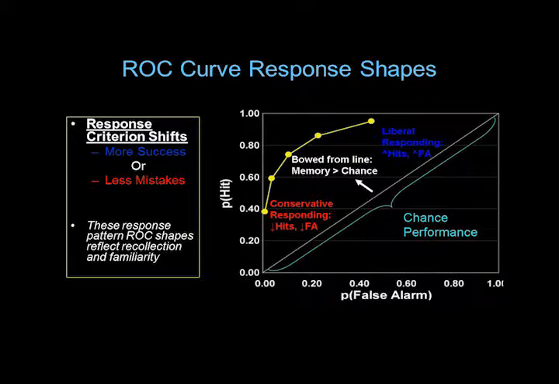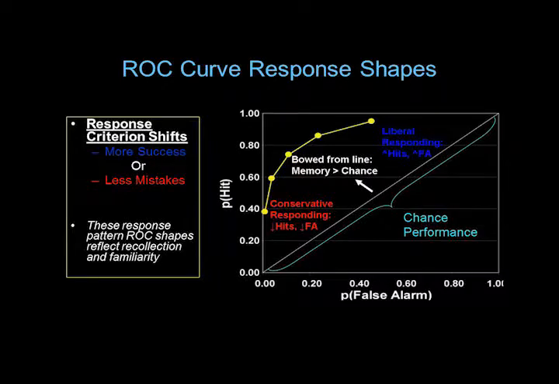Connect those lines and you have your receiver operating characteristic curve. Now we talked about this being that line of chance performance. Now in this case it's a very good performance here because they have that bow line away from chance. Okay? You have that y-intercept there, according to recollection. Okay? And that's kind of your representation.